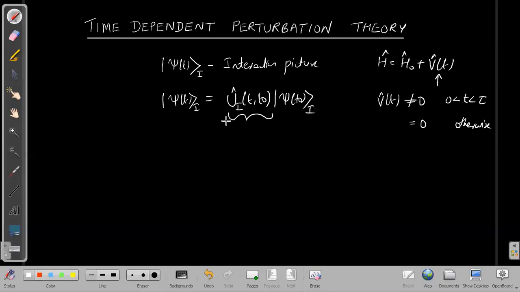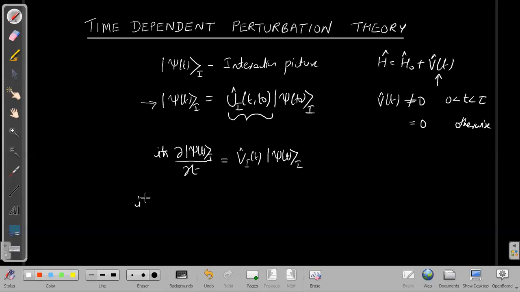The discussion is how to find this U_I. To find it, in the interaction picture we know that the equation of motion is written as i h-bar dou psi_I(t) by dou t equals the interaction part of the Hamiltonian V_I(t) times psi_I(t). We already proved this during the derivation of the interaction picture. Here psi_I(t) is the state of the system in the interaction picture at time t, so it can be written using this equation.